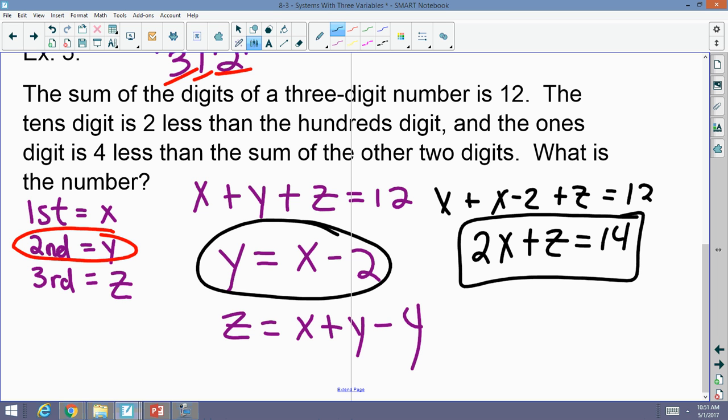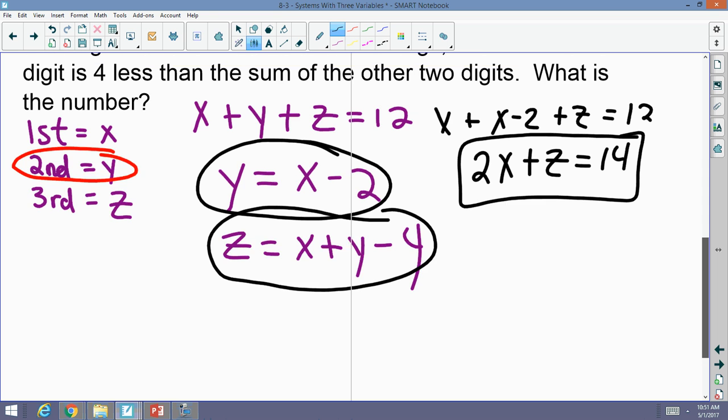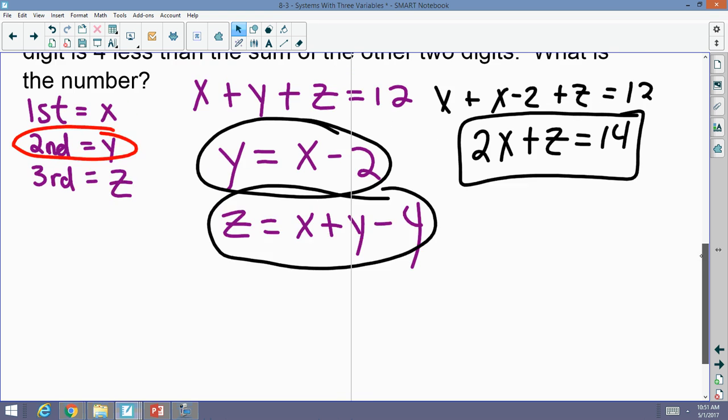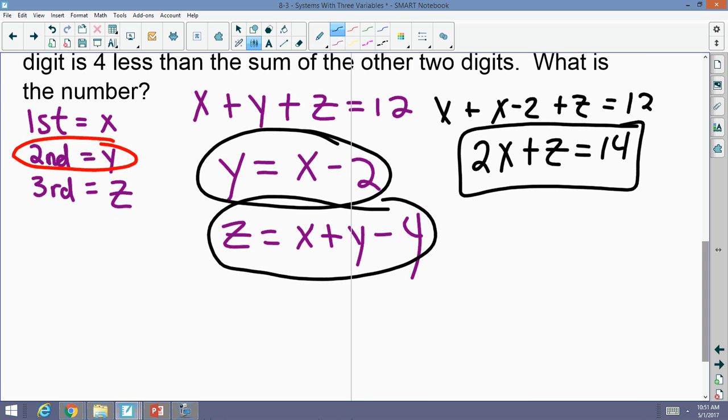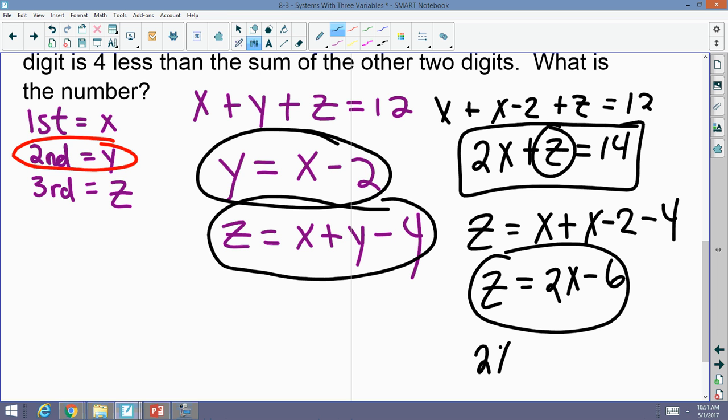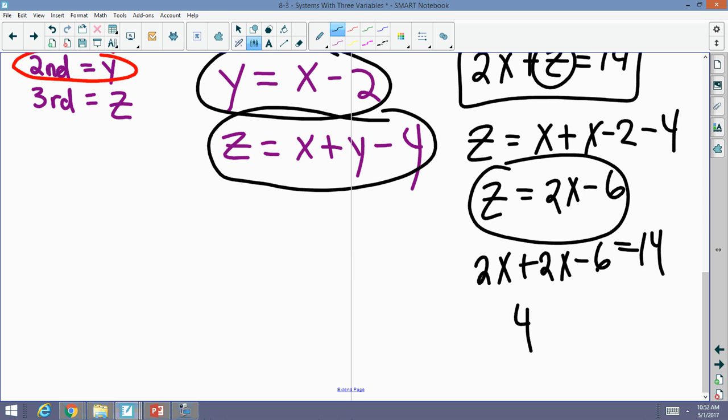Okay. Now what? Can't I plug it into here as well? So let's do that. So Z equals X plus Y, which is X minus 2, minus 4. So Z equals 2X minus 6. I'm going to plug this Z right into here. So I've got 2X plus 2X minus 6 equals 14. So now I have 4X equals 20.